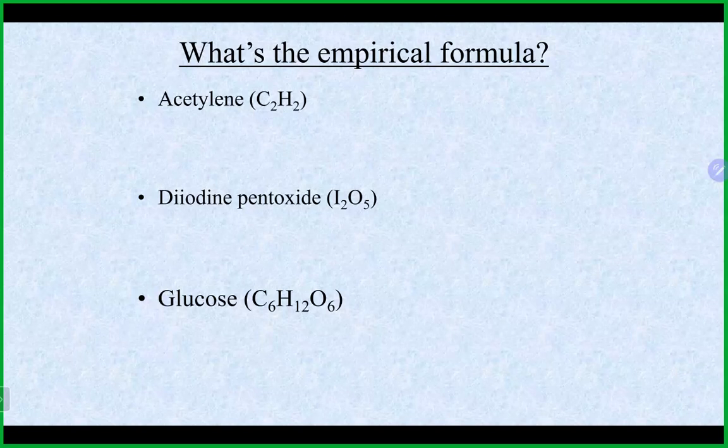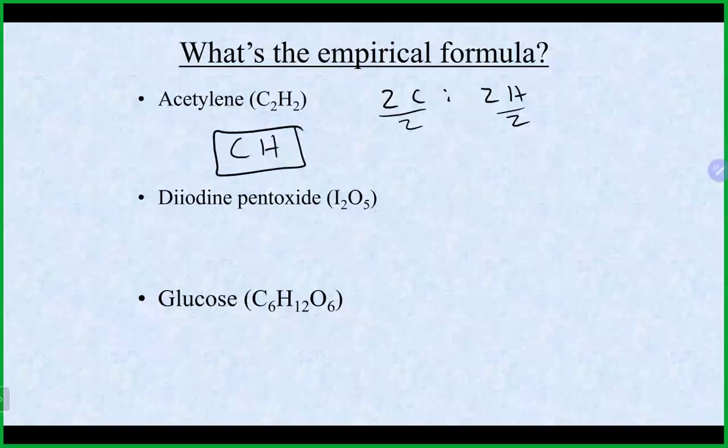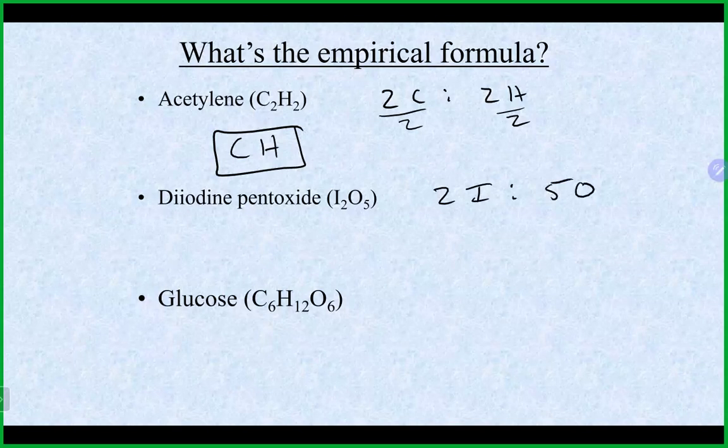Okay, let's take a look. So in this case, for the first one, we basically have 2 carbons for every 2 hydrogens. We clearly can divide everybody by 2, which would give us an empirical formula in this case of 1 carbon and 1 hydrogen. For the second one, we have 2 iodines for every 5 oxygens. That's pretty much as low as you could go. You cannot reduce those down and still have whole numbers. Once again, you cannot have a half of an atom or something like that. So that means that this would also be the empirical formula.